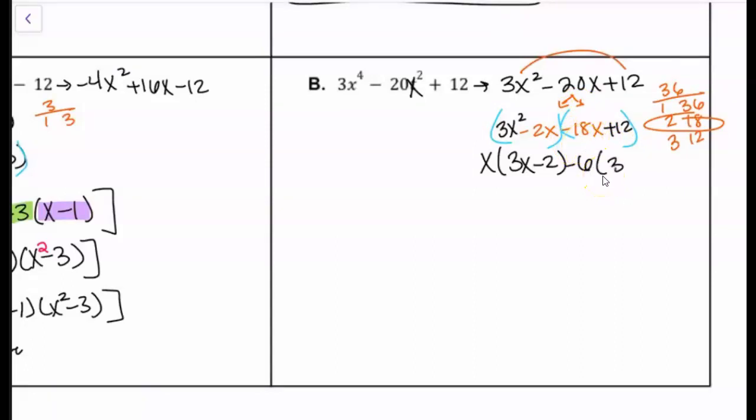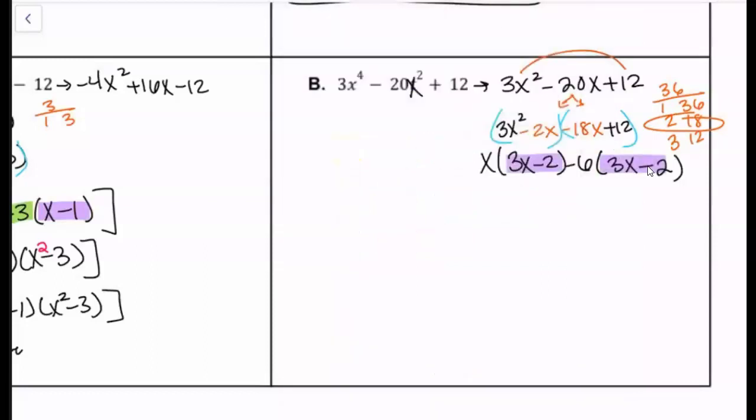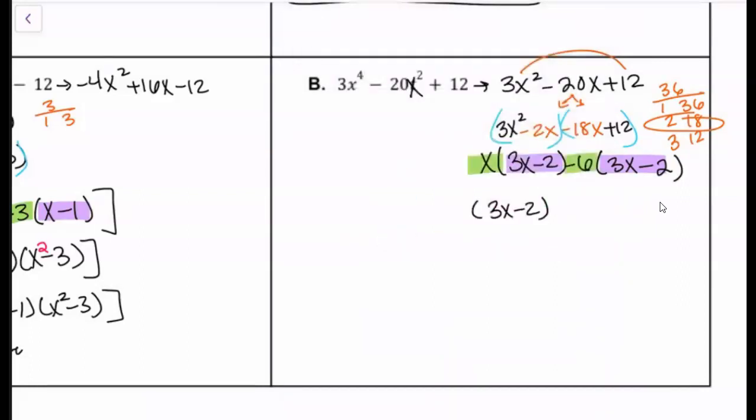So then we know that negative 6 times 3x is negative 18x, and negative 6 times negative 2 is positive 12, which, once again, we know we've done it correctly because our two parentheses match. They are the same. So that's going to give me 3x minus 2, and then my other parentheses will come from the greatest common factors, the x and the minus 6.